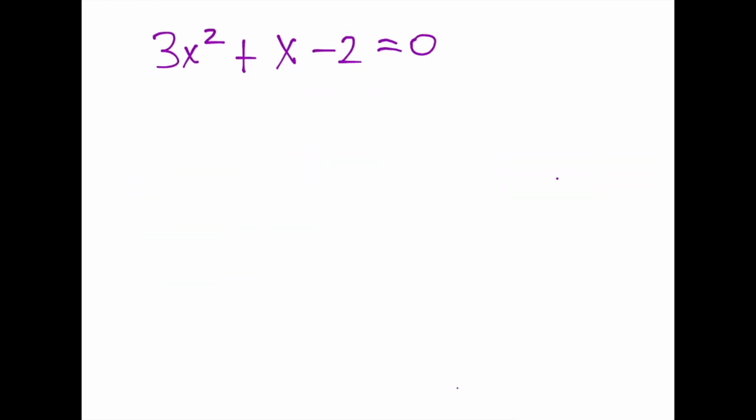Let's go through another one together. The first step is to take 3 times negative 2. That gets us negative 6. Now we're going to list the factors out that get us negative 6. The factors are 1 times negative 6, 2 times negative 3, negative 1 times 6, and negative 2 times 3. There aren't any other factors, so now we can find the sums.